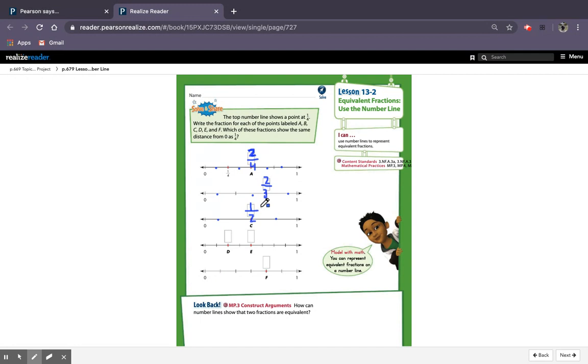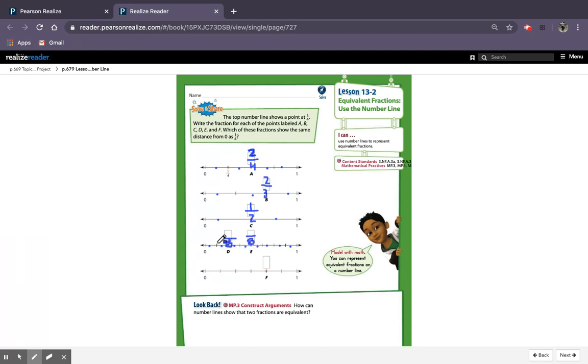And next, I have to label D, and this one has a bunch of little marks, so I'm going to make sure I count them carefully. So 1, 2, 3, 4, 5, 6, 7, 8. So since there are 8 parts, 8 is my denominator for both of my fractions for D and E. Okay, so they're both 8, I promise.